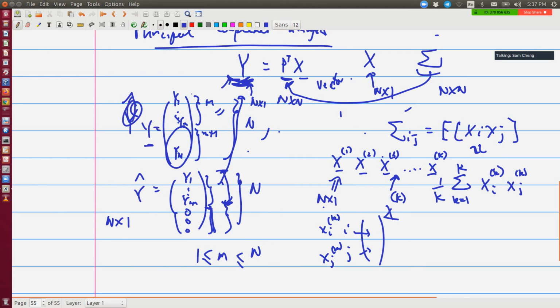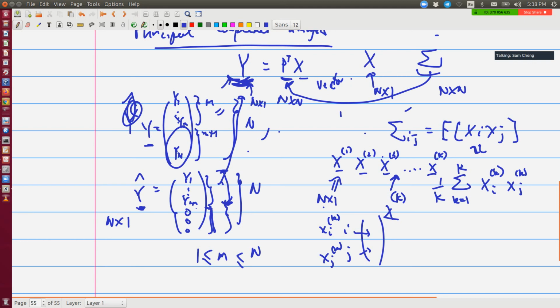Y can write it. Y is n by 1, right? I just write n by 1. So I write it as a vector y1, y2 up to ym, let's say, and then ym plus 1, and so on up to yn. And this is the entire vector. Now I have a y hat generated by simply keeping the first m elements, and for the rest I just set it to 0.